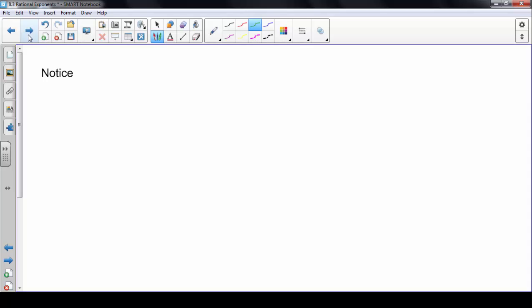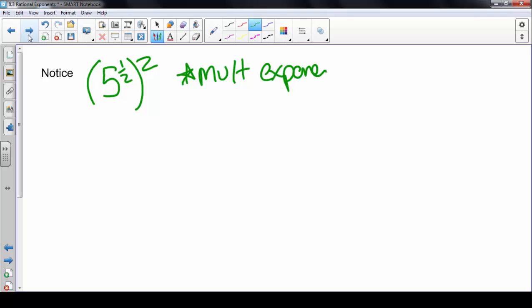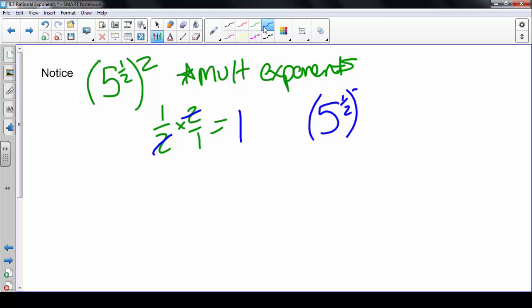So one thing I want to go over. If we have this, now I know you guys haven't seen exponents that are fractions, but just go with me right now. So what we would do, what's a power to a power? So we multiply exponents. We have 1/2 times 2 over 1. Our 2's cancel out, we're left with 1. So what this means is that 5 to the 1/2 squared is the same as 5 to the first power, which is 5.